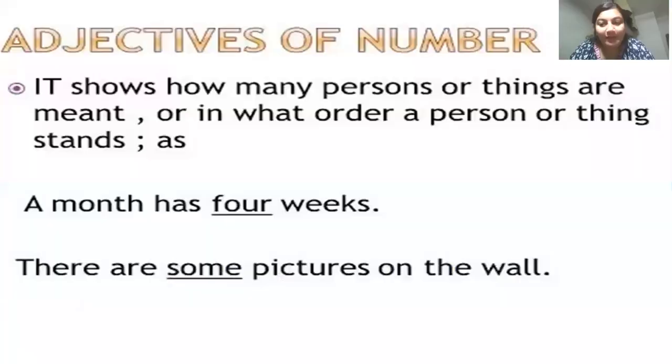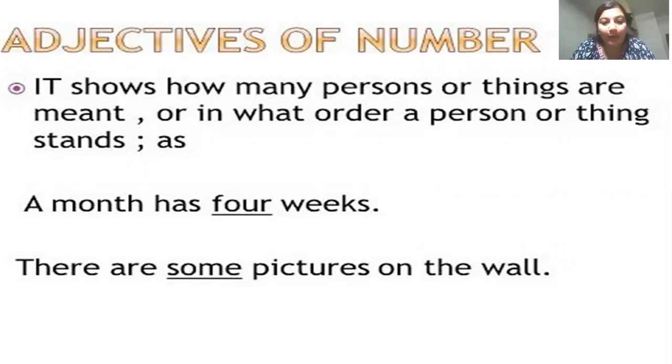Now we will see the third kind of adjective today, that is adjective of number. Now with the spelling or with the name itself, it is very clear that number means such adjectives which will give us a clear information about the exact number of the noun that we are talking about.